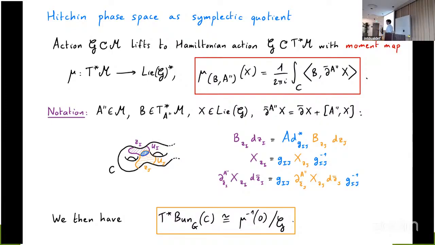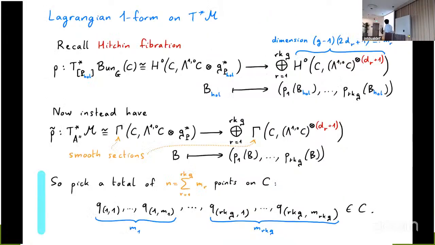Okay. So now the thing is, because we've moved away from the holomorphic setting, the Hitchin fibration, which was this map that describes the Hamiltonians of the Hitchin system, has to be suitably adapted. Because remember what the Hitchin fibration was. You took a holomorphic Higgs field and you just plugged it into the different homogeneous polynomials on the Lie algebra. That gave you some sections of some holomorphic bundles, which was a finite dimensional space of sections.